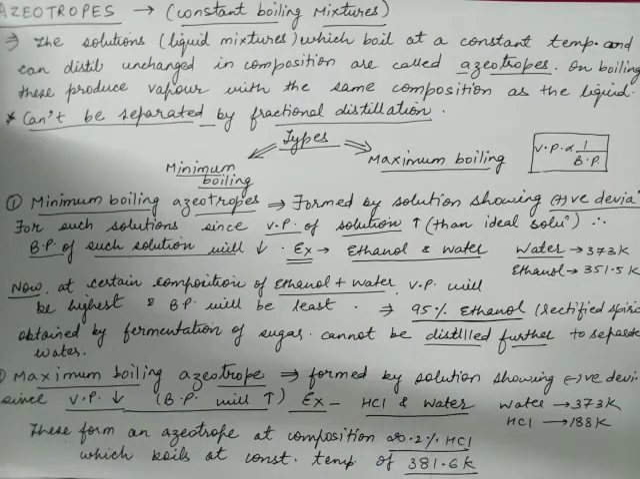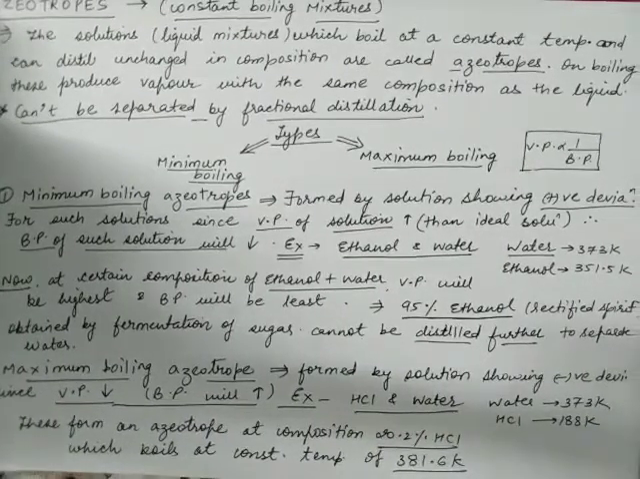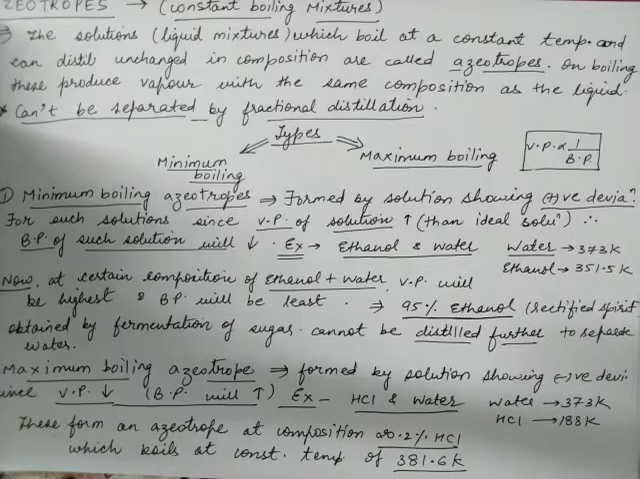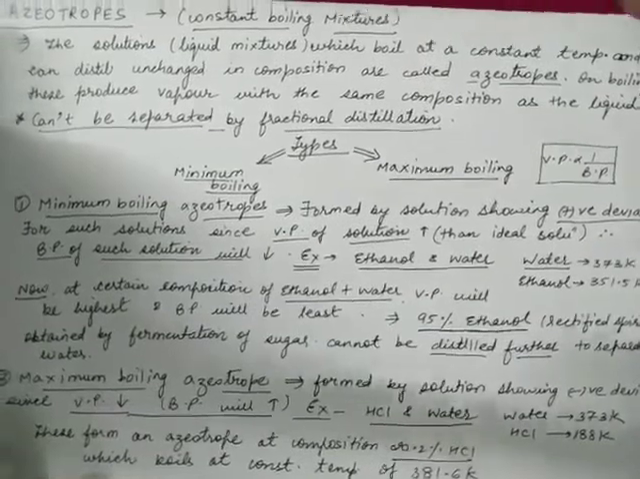For example, HCl and water. Water has boiling point 373 Kelvin. HCl has boiling point 188 Kelvin. Now they form an azeotrope at the composition of 20.2% HCl. So when the composition is 20.2% HCl, it will form an azeotrope, and it boils at a constant temperature of 381.6 Kelvin. So this is all about the azeotrope.